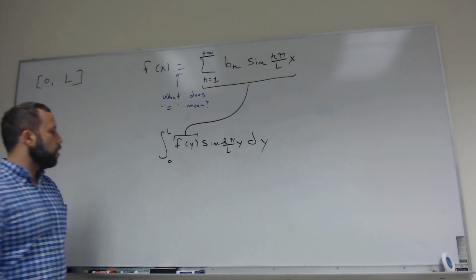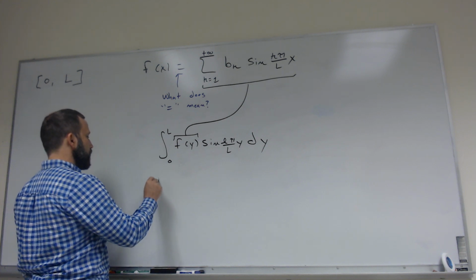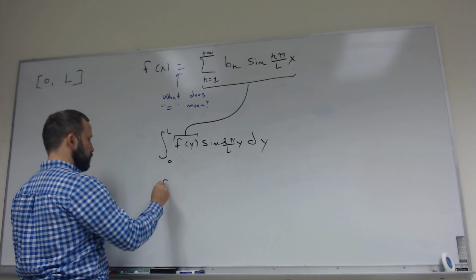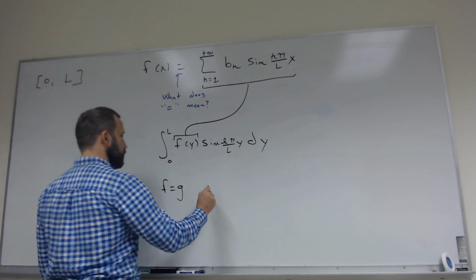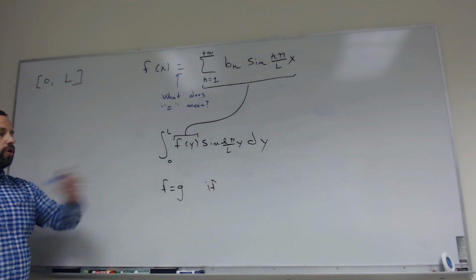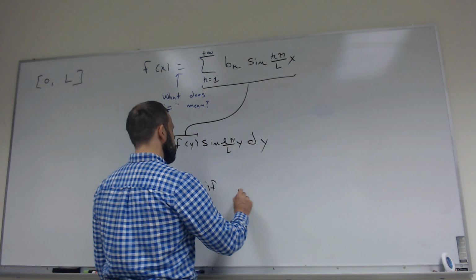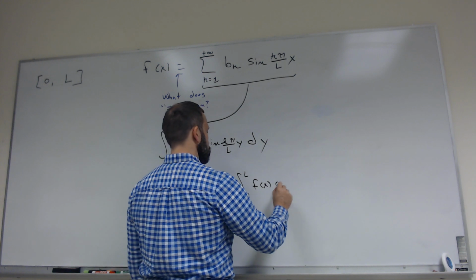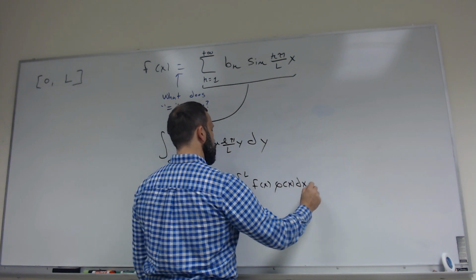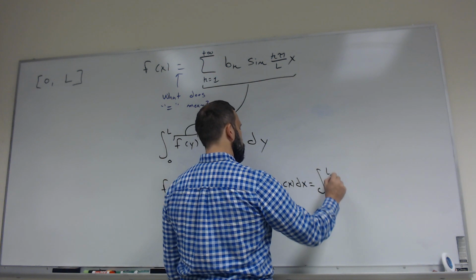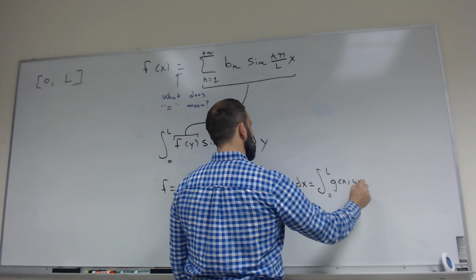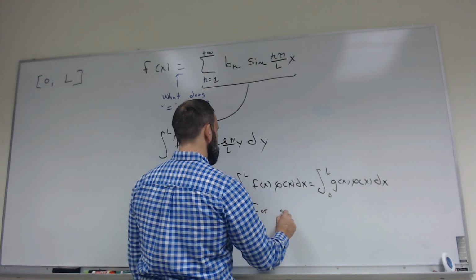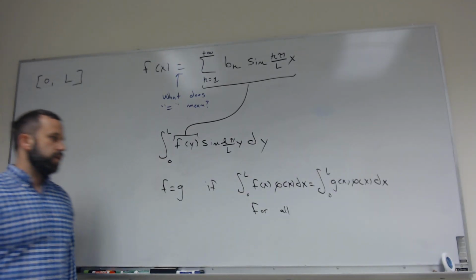Okay, so what if we have two functions and we say something like f is equal to g? We're going to define a new notion of equality. f is equal to g if the integral from 0 to L of f of x phi of x dx equals the integral from 0 to L of g of x phi of x dx, for all smooth phi.